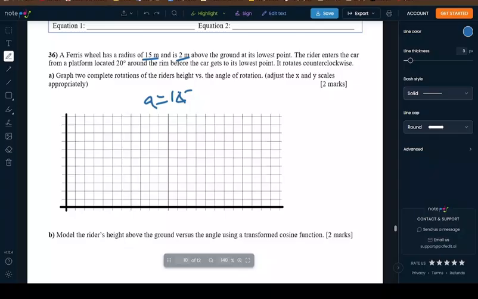So if our lowest point is 2 and our radius is 15, then 2 plus 15 tells us our axis is plus 17. The rider enters located 20 degrees around the rim. So the Ferris wheel, let's go ahead. 20 degrees around the rim, so we actually have to account for that.